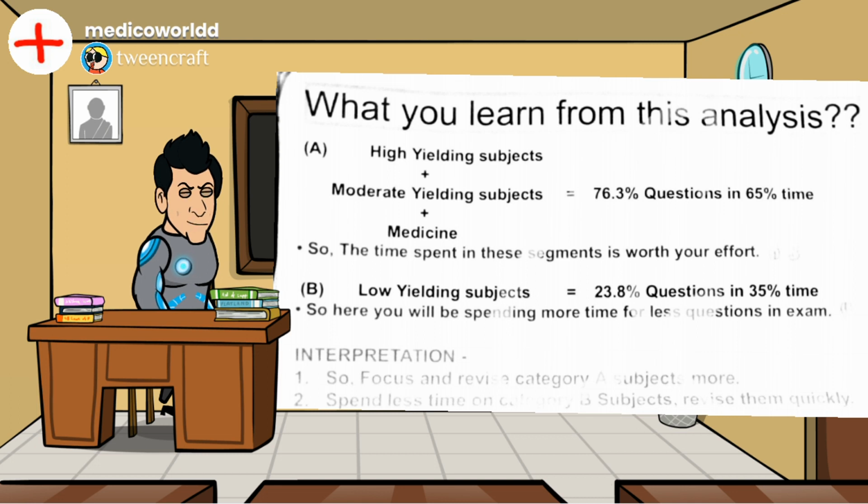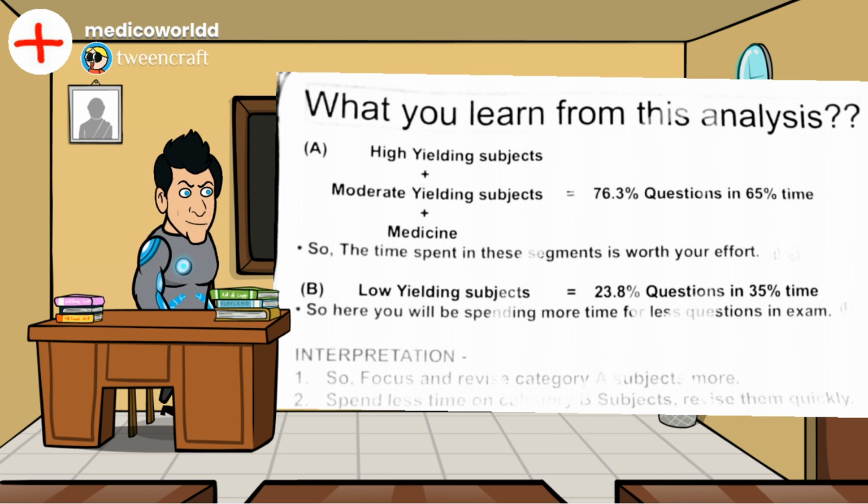Now what you learn from this analysis. Part A suggests that high yielding subjects plus moderate yielding subjects plus medicine is equal to 76.3% of questions from 100% of the questions of the entrance test examination, and it will require 65% of the timing for revision from your 100% timing for revision for the entrance test examination. So the time spent in these segments is worth your effort. So go first for this part A.